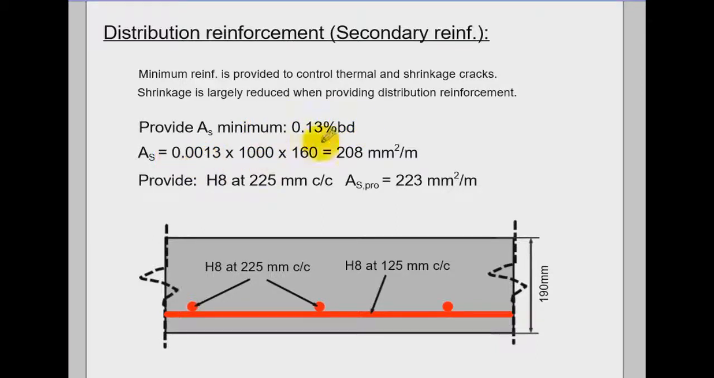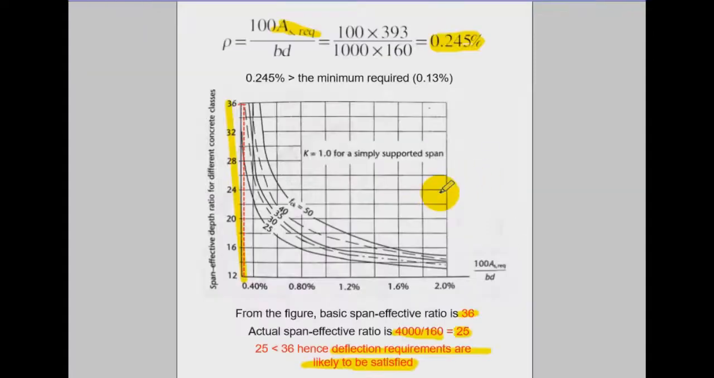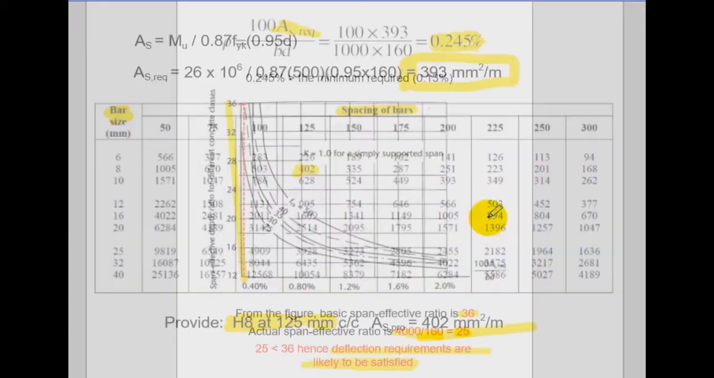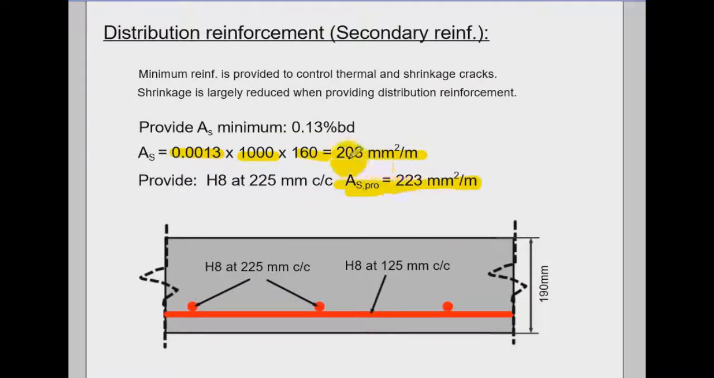So 0.13% times b times d gives us this number. Go back to that table and provide this area of reinforcement. And this is the table, and we're providing something larger than this. So 223.